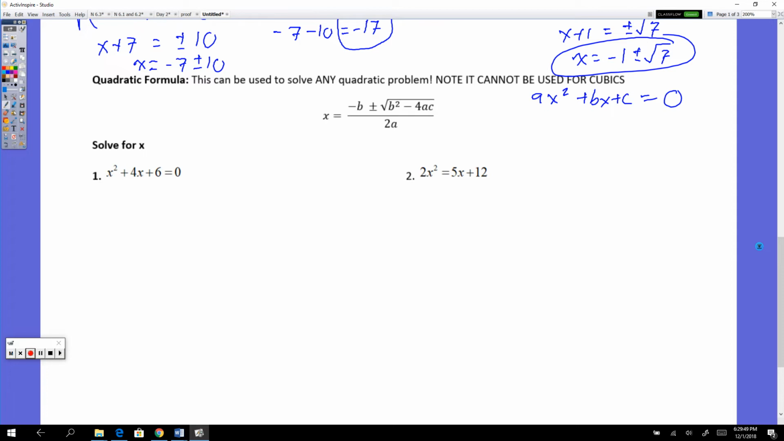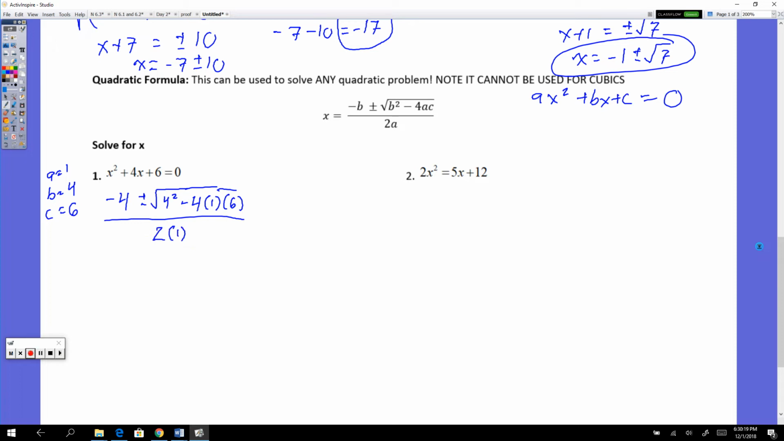So for this first one, it is set equal to 0, so off to the side, I usually just like to jot down what my a, b, and c values are. a is 1, b is 4, c is 6. So we're going to do minus b plus or minus the square root of b squared minus 4 times a times c, and then we're going to divide all of that by 2 times a.